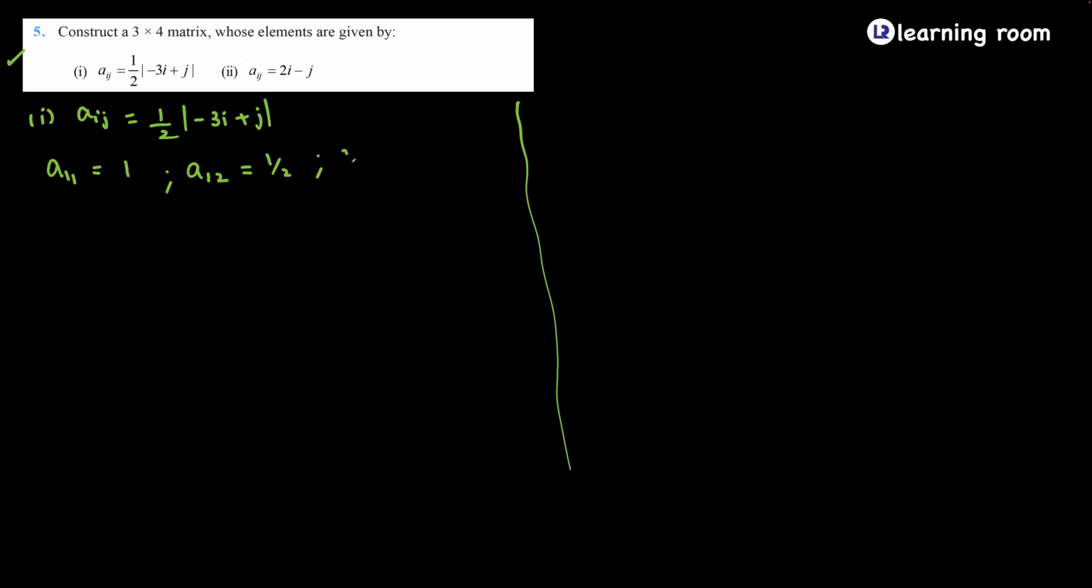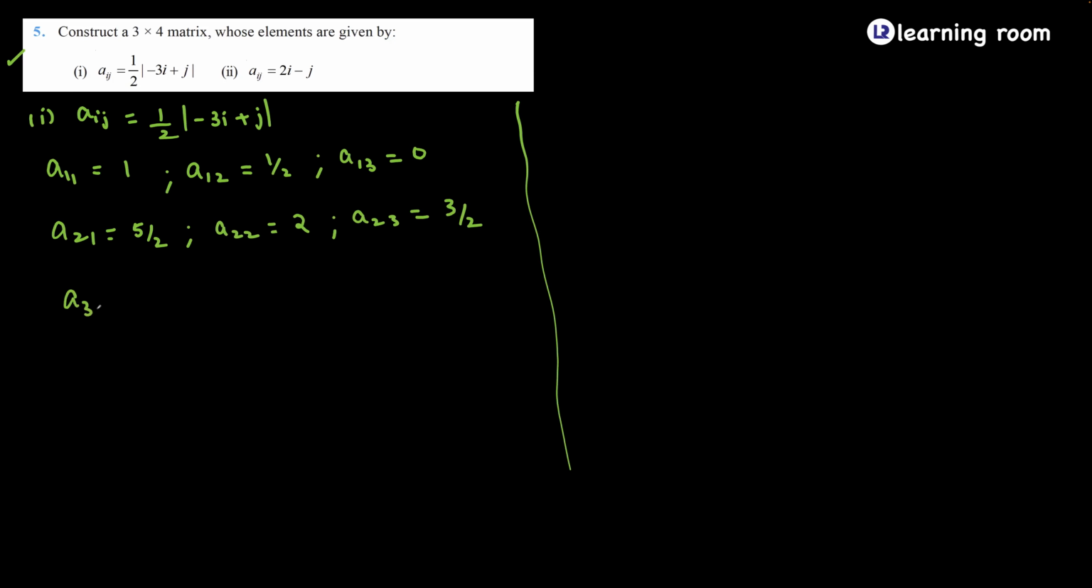What is A13? So minus 3 plus 3, 0. Right. Similarly, A21. A21 is going to be minus 6 plus 1. It is minus 5. So mod of minus 5 is plus 5, 5 by 2. What is A22? When you put 6 here, 2 here, minus 6 plus 2. So mod of minus 4 is 4, 4 by 2 is going to be 2. What is A23? So minus 6 plus 3, minus 3, so 3 by 2.